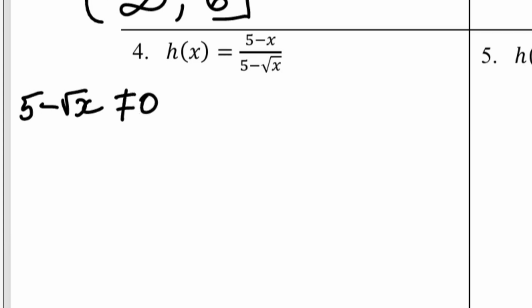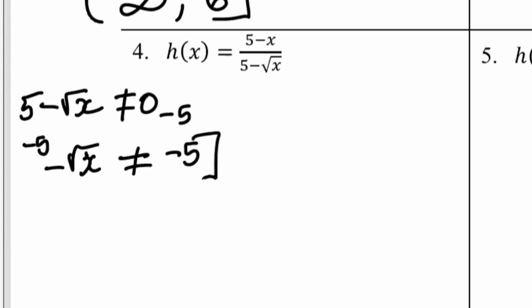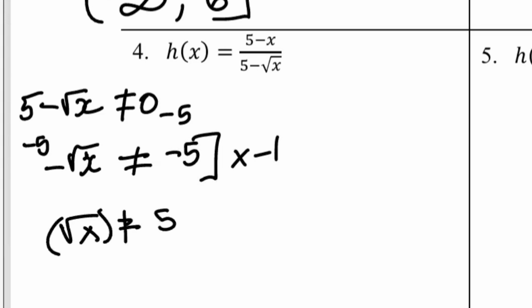Let us solve for x here. Let me just subtract 5 from both sides. So basically, negative the square root of x cannot equal negative 5. Let us say I multiply through by negative 1 then. We're looking at the square root of x cannot equal 5. So if I square these, then x cannot equal 25.